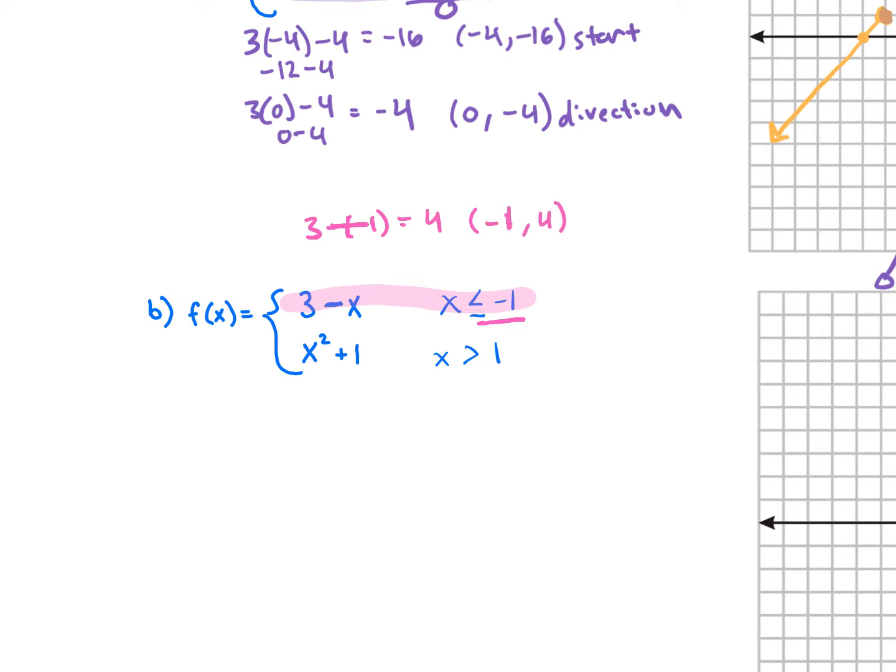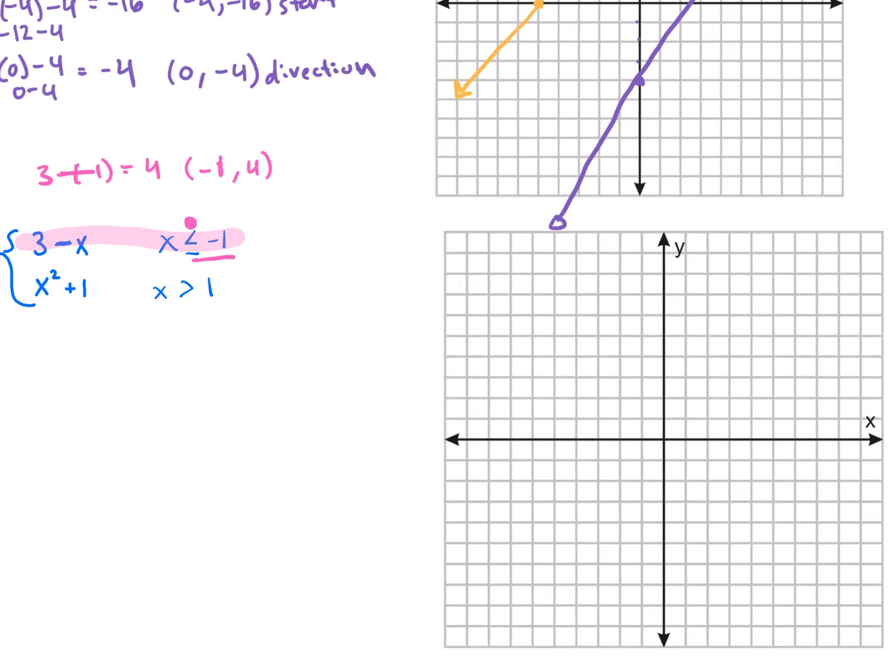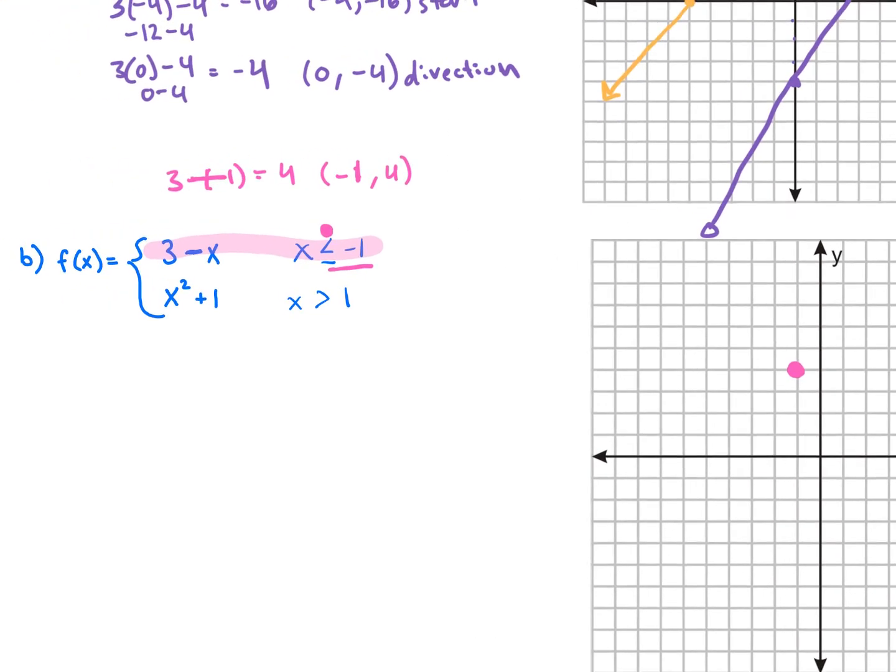And at this point, I have a closed circle because it's less than or equal to. So I'm going to go to my graph, go to the left to -1 and up 4, and put a closed circle. So that is my first point. Now I'm going to plug in another value for x that is less than -1. So I can plug in -2. So 3 minus -2 would be 5. So I plugged in -2 and got 5. And I go to the left to -2, up 5.